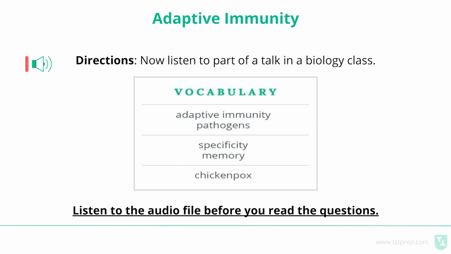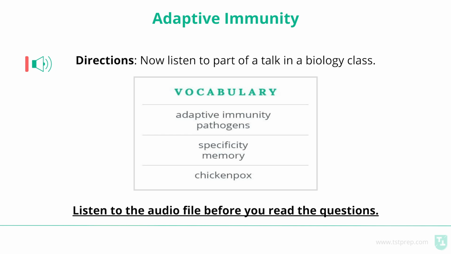Adaptive immunity is defined by two important characteristics: specificity and memory. Specificity refers to the adaptive immune system's ability to target specific pathogens, and memory refers to its ability to quickly respond to pathogens to which it has previously been exposed. For example, when an individual recovers from chickenpox, the body develops a memory of the infection that will specifically protect it from the virus if it is exposed to it again later.